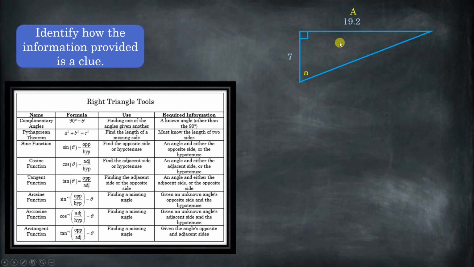So lowercase is convention in the United States anyway. Lowercase is usually the angle, uppercase is usually the side. That's different than the Pythagorean theorem, but let's move on. So for the angle A, we have two sides that we know. We have the adjacent side and we have the opposite side. Well, that's tangent. And because we have opposite and adjacent, but we need the angle, we're going to use arctangent.